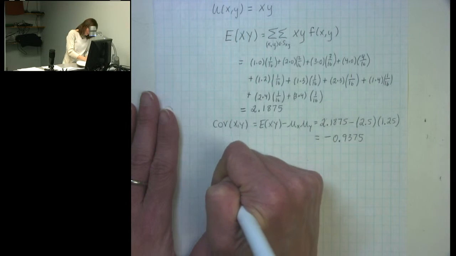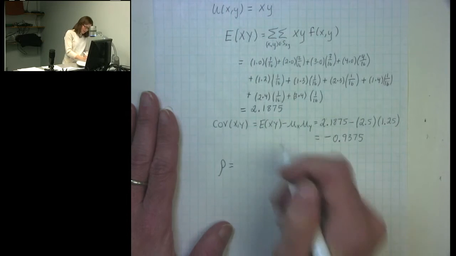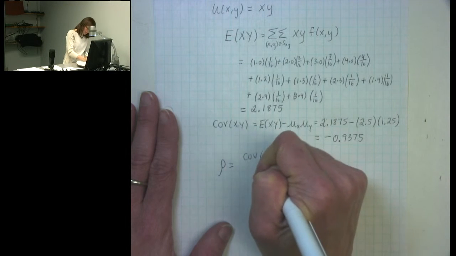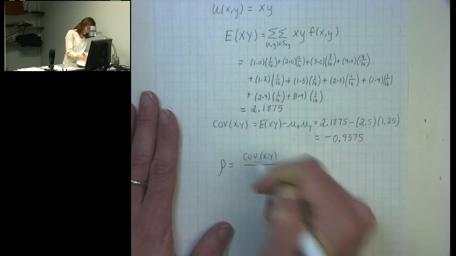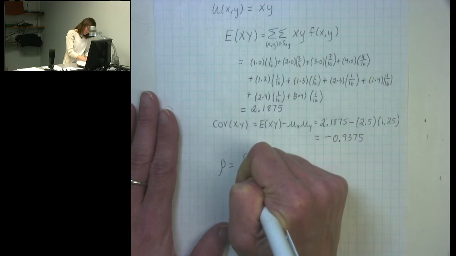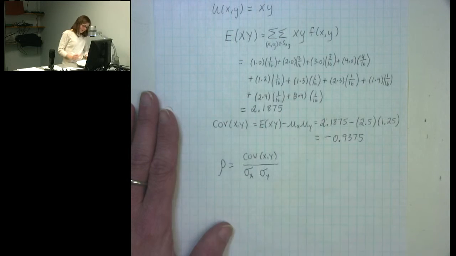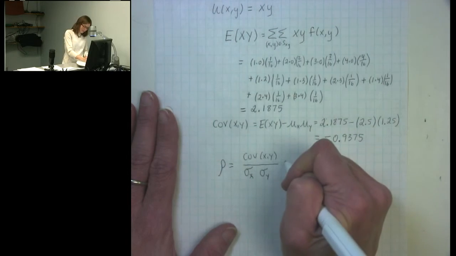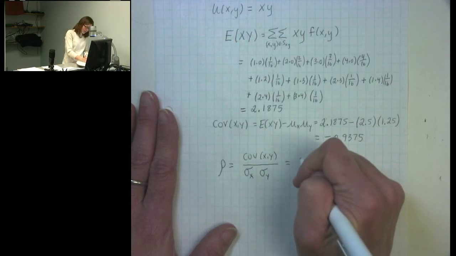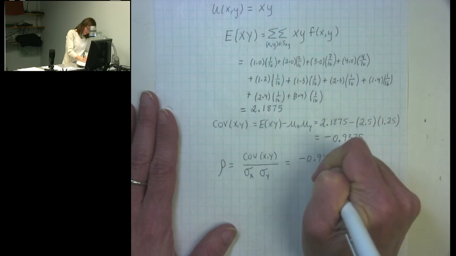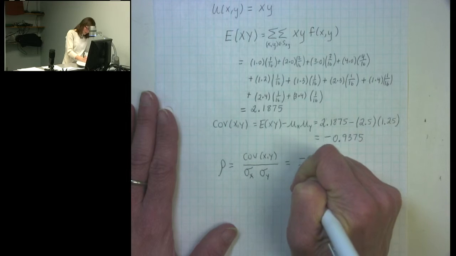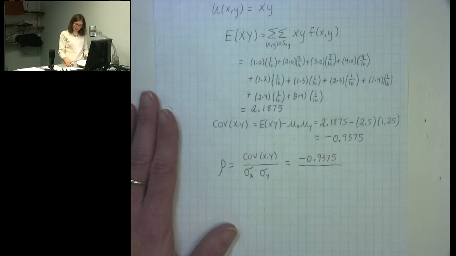So for the correlation, we take our covariance of x and y and divide it by the standard deviation of x times the standard deviation of y. And as Stephen pointed out on the discussion board, be careful not to divide by the variances. You want to divide by the standard deviations multiplied together. So our covariance we just found is negative 0.9375. We need to divide by the square root of our variances.